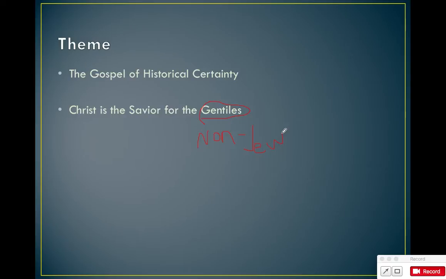I'm not sure who's taking the class, but if there's anybody in here who is not Jewish, you would be considered a Gentile. That word Gentile really means anybody who's not a Jew. Maybe say today, somebody's not a Christian, that means that they're not a Christian. The word Gentile means that you're not a Jew. So he's writing to all the people who are not Jewish.